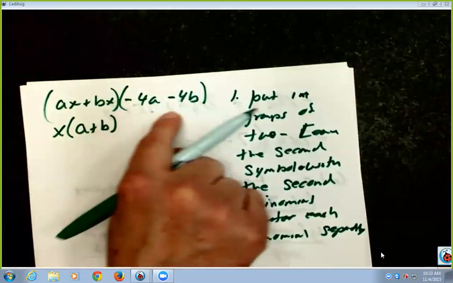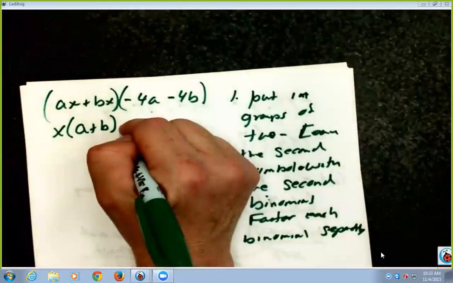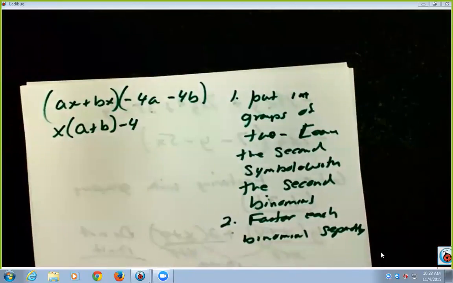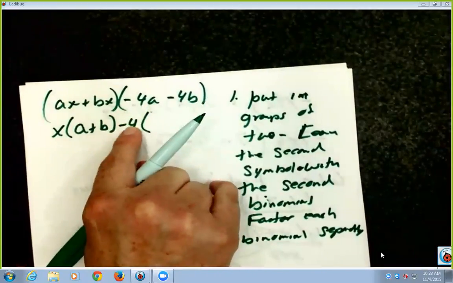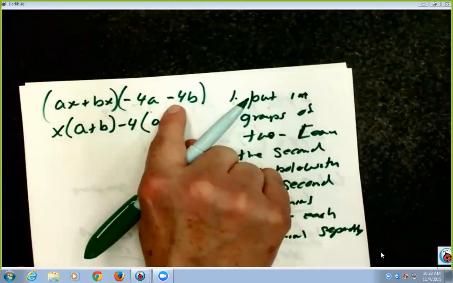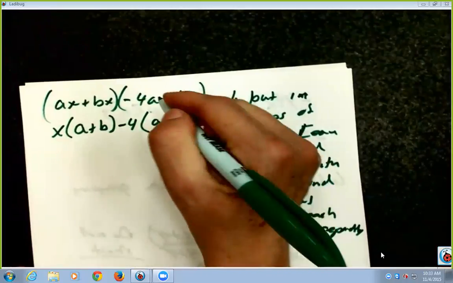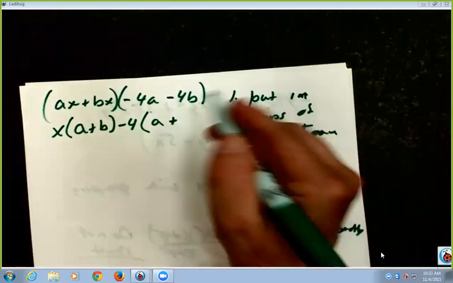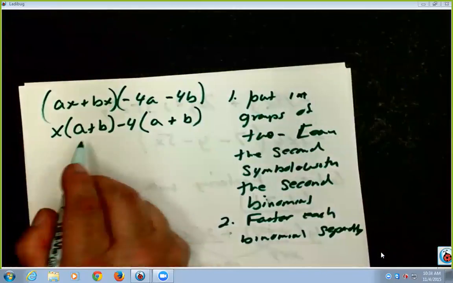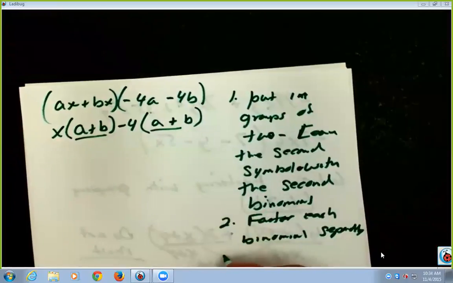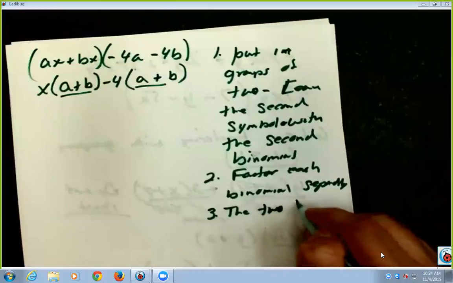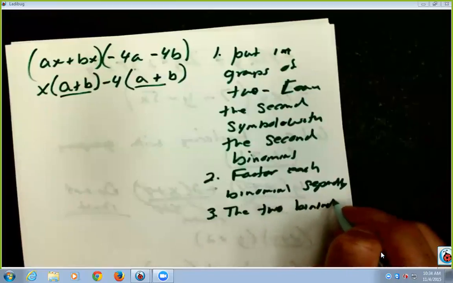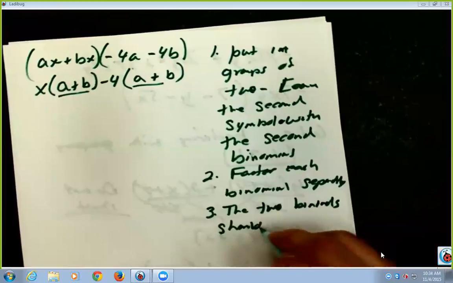And what can I pull out of here? Again, using those skills we had in 6.1b, I can pull out a -4. And when I do that, -4 divided by -4a is 1, and an a is left. -4 out of -4b is a positive 1, and there's a b left. And when you're all done, the 2 binomials should match.